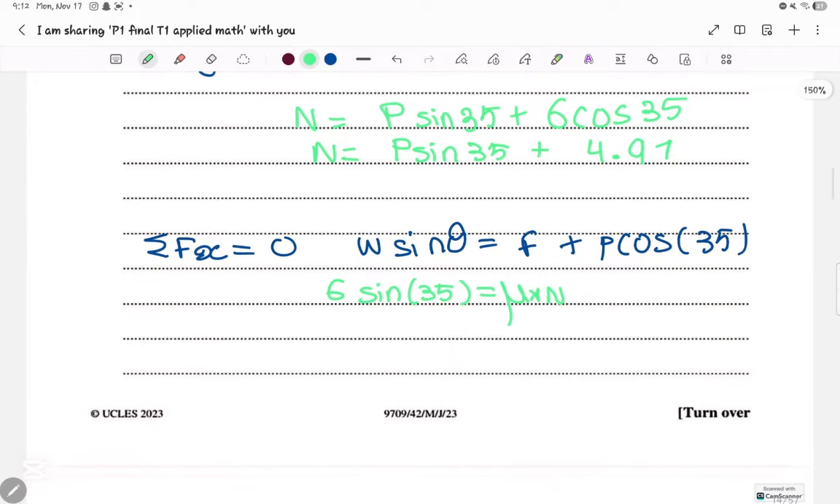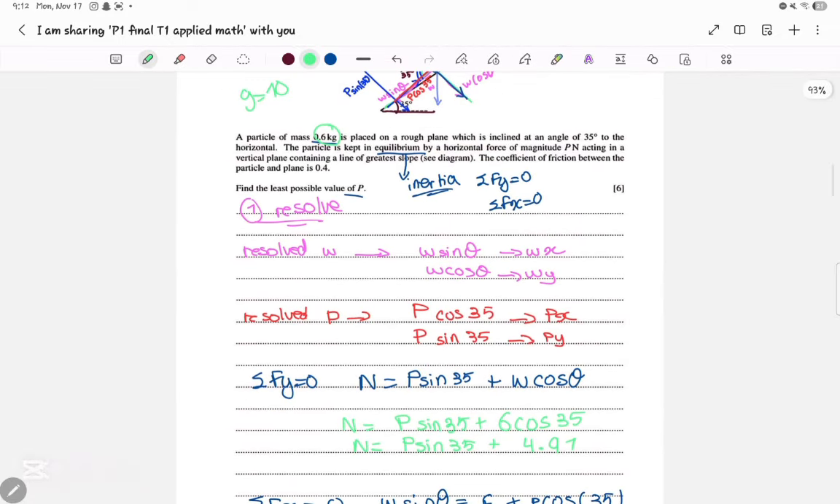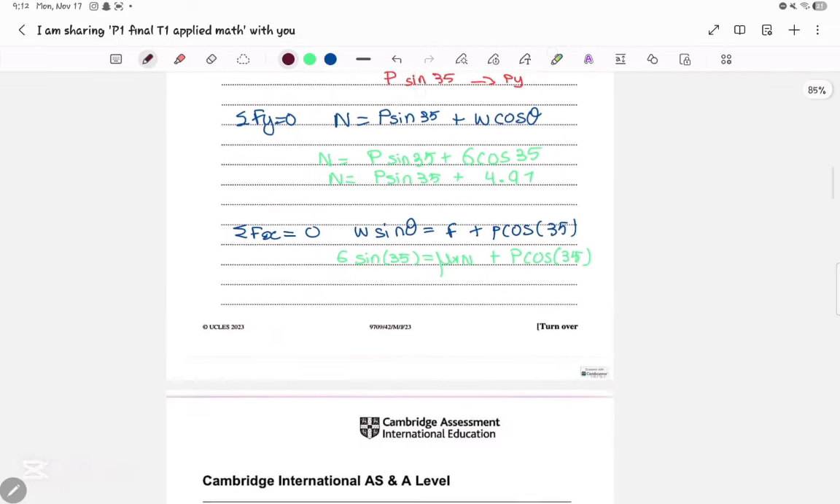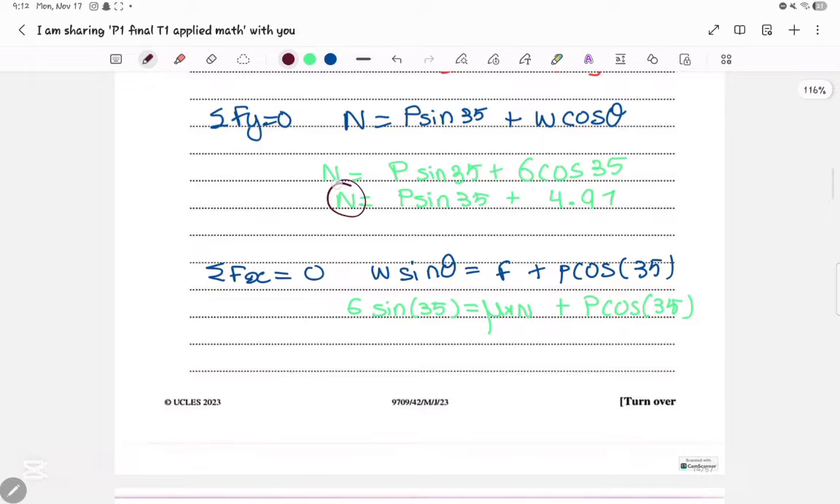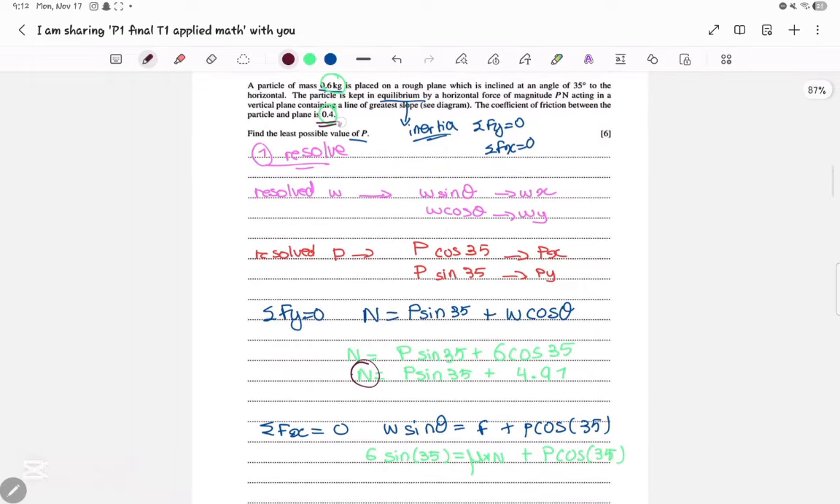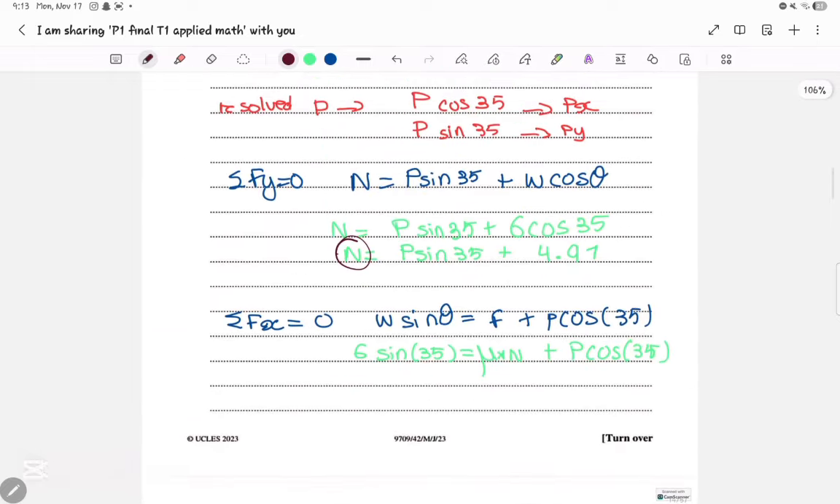Okay, in addition to what? In addition to P cosine 35. They gave me the value of mu. Mu is 0.4. So now I can solve it because I have the value of my normal push and the value of my mu over here. So it's going to be 6 sine 35. How much is that? That's going to be 3.44. 3.44 is equal to 0.4 times the normal push, which is P sine 35 plus 4.91, in addition to P cosine 35.